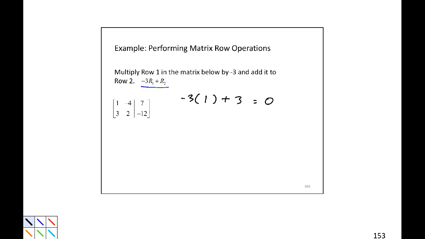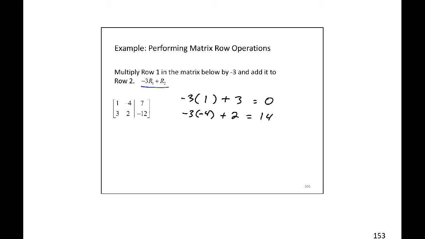Now for the second one, I'm going to say -3 multiplied by row 1. I'm going to move to the next column, that's a -4. So -3 times -4 plus 2, because that's the value in that column. And that would be +12, so +14.